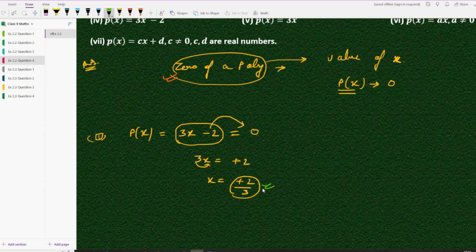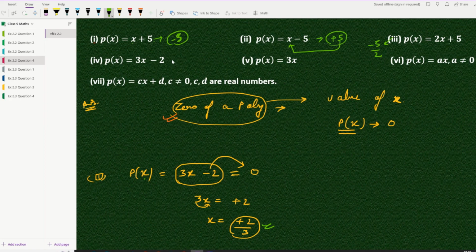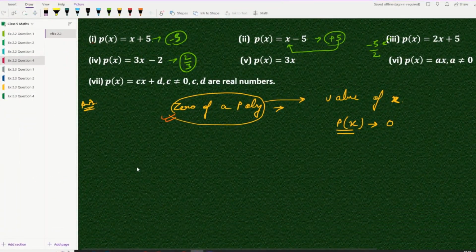You can also cross check this value. You can just replace this value in this polynomial and this will give you 0. So x equals 2 upon 3 is a 0 of this polynomial. Then we move to the next part, the fifth part.